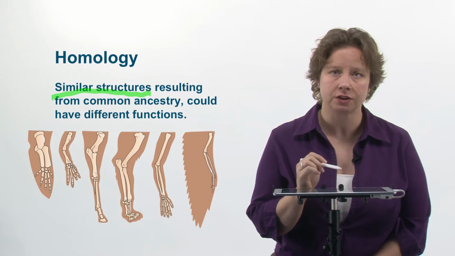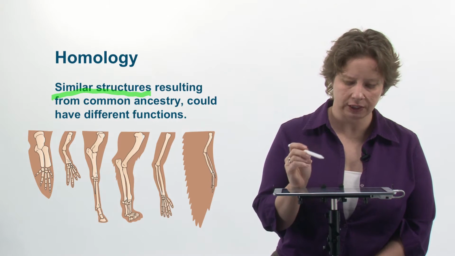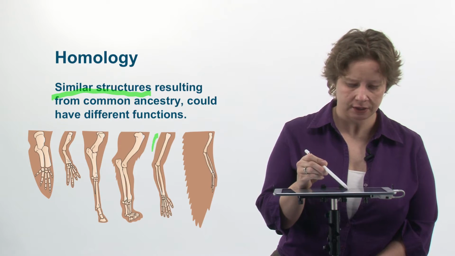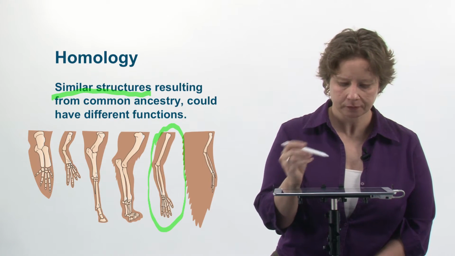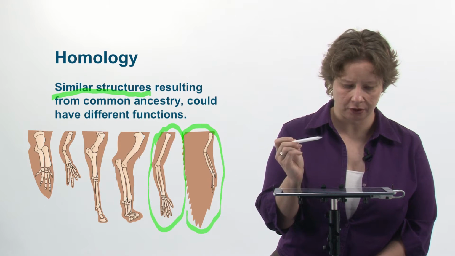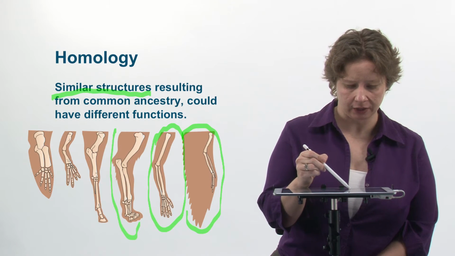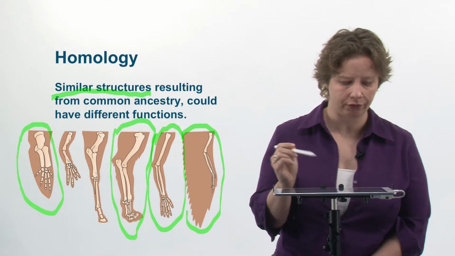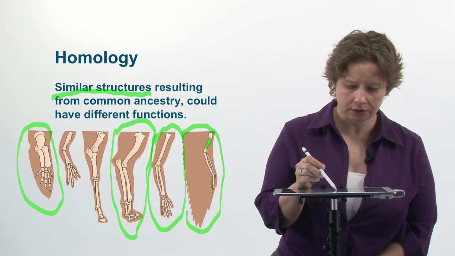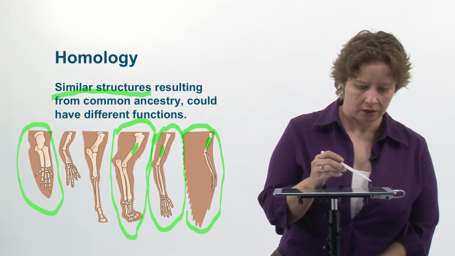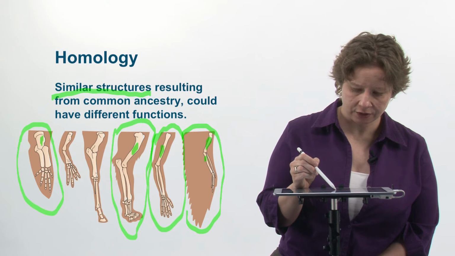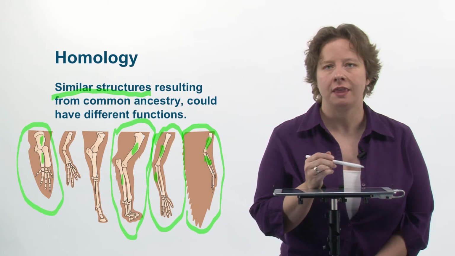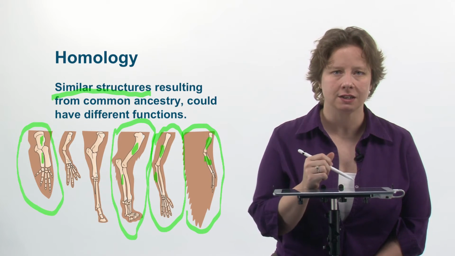They could have different functions, though. The forelimbs of tetrapods are examples of homologous structures. So, for instance, if you look at the arm of a person and the arm of a bird and the foreleg of a cat and the front flipper of a whale or a dolphin, you might notice that the bones look a little bit different, but they actually are the same bones. They come from the same embryological origin, and that tells us that they have a common ancestor.